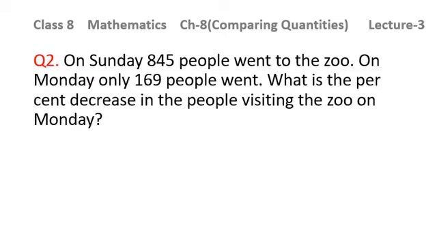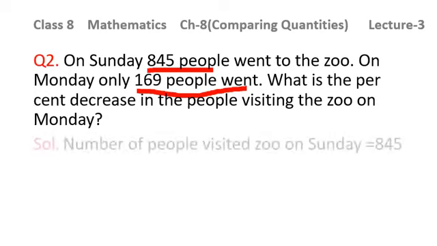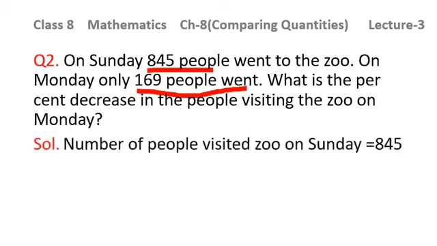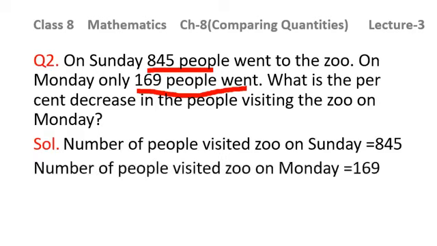So coming to second question, on Sunday 845 people went to the zoo. On Monday only 169 people went. What is the percentage decrease in the people visiting the zoo on Monday? We need to tell the percentage decrease of the people visiting the zoo on Monday, and we have learnt one formula relating to this concept. Let us see. Solution: number of people who visited the zoo on Sunday is 845. Number of people who visited the zoo on Monday is 169.